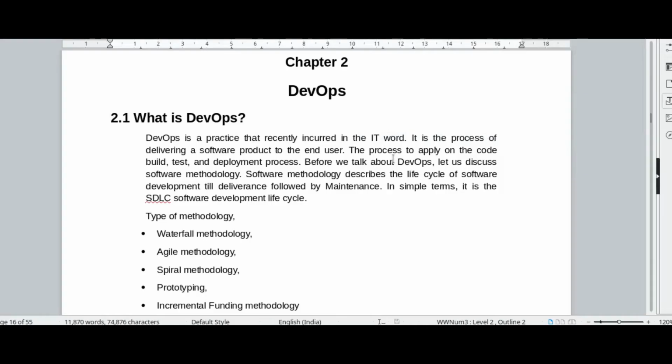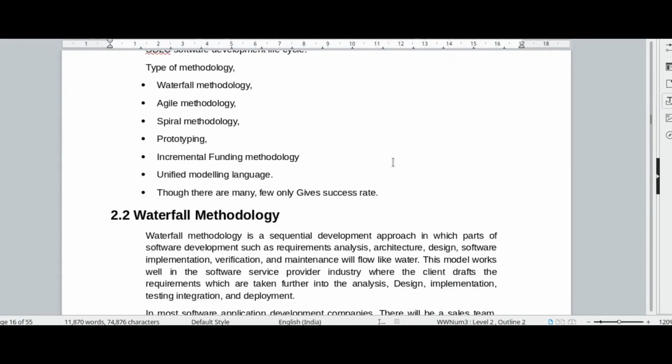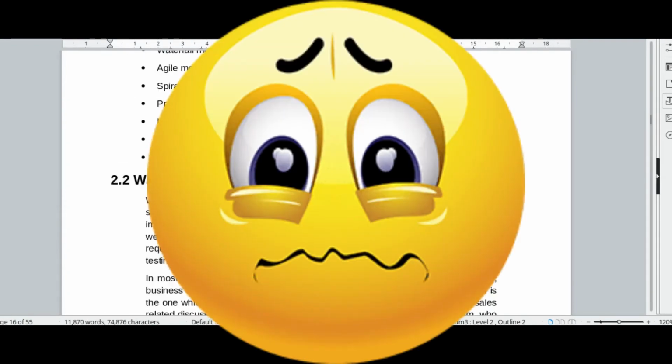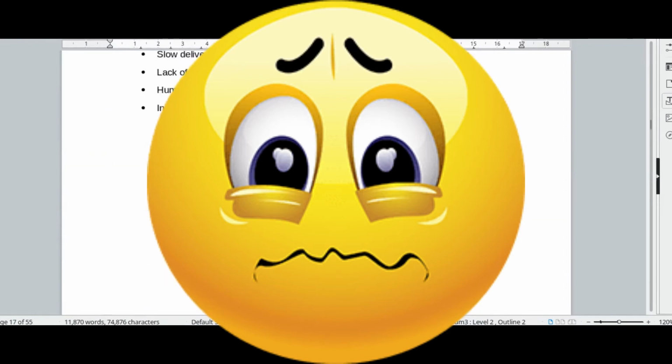Welcome to Chapter 2. In this chapter, let's see what DevOps is and its life cycle. Again, in this chapter, I will take you to the negative side of development practice and how that practice was removed.